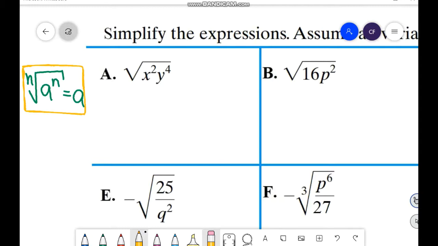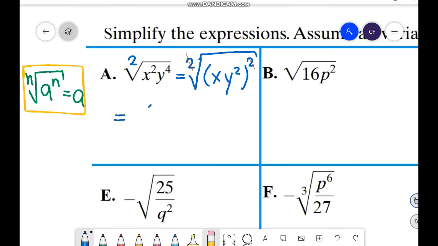Let's apply it here on letter A. The square root, the index is 2, right? So we can rewrite this as x, y squared, and this whole thing is squared, right? If you look, you can simplify the index 2 with the exponent 2, and you find the answer, x, y squared.